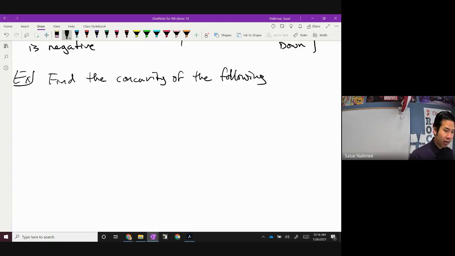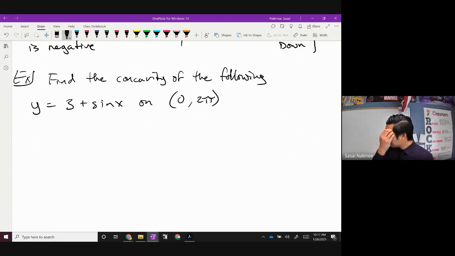Let's say the function I'm dealing with right now is y equals 3 plus sine x on the interval 0 to 2 pi. I'm not looking at it for all real numbers. I'm just going to be looking at it from 0 to 2 pi. What does the concavity of this function look like? And we're going to be focusing on its second derivative.